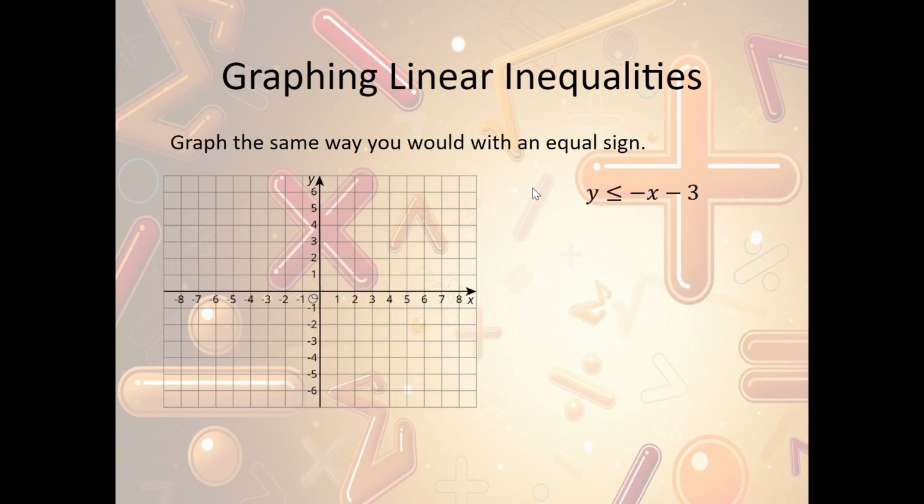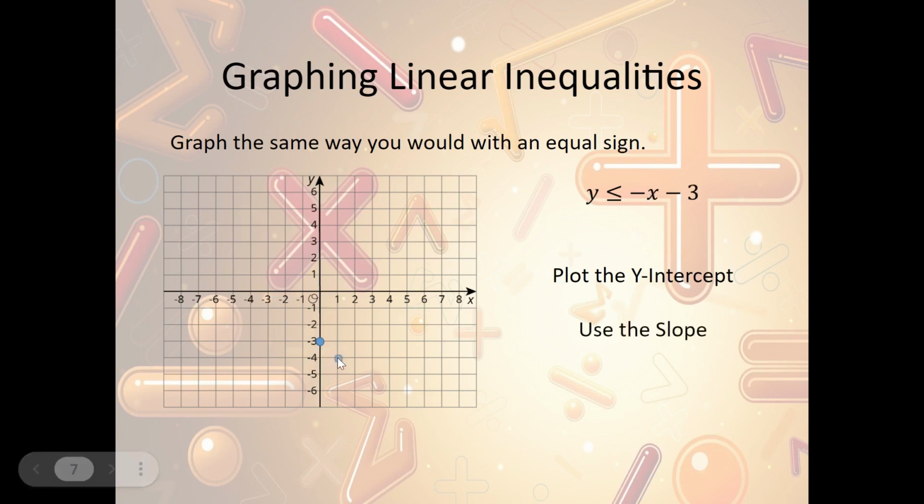Let's look at another example. We have y is less than or equal to negative x minus 3. So again, I'm going to plot my y-intercept first, which is negative 3. So I go down 3 here. And my slope is just negative x, which really is negative 1. So that's negative 1 over 1. So that means I'm going to go down 1 to the right 1.